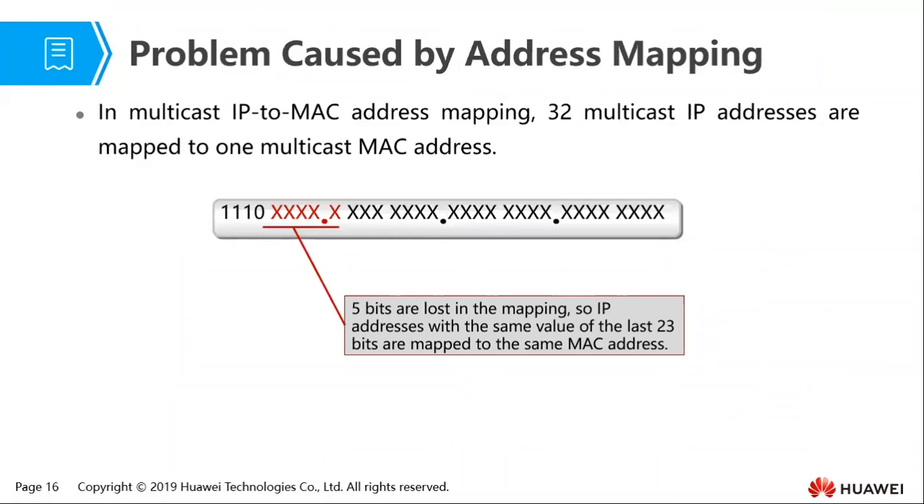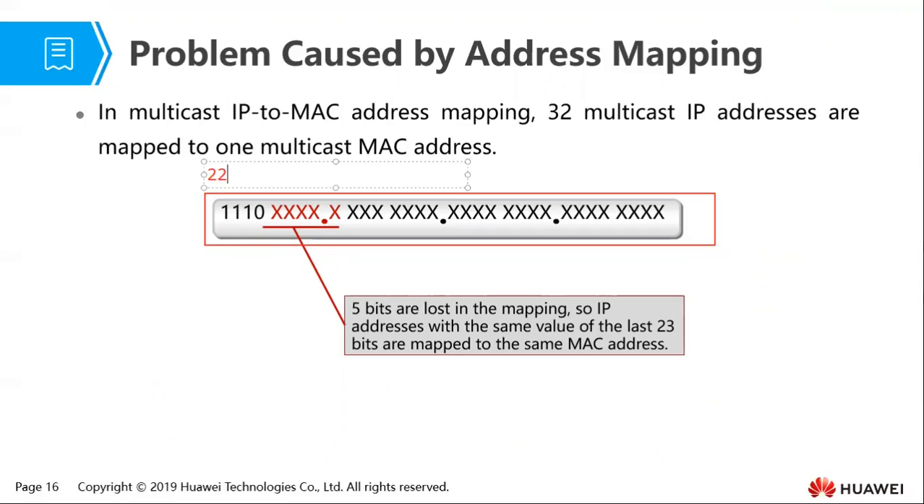Now, this can cause a problem: problems caused by address mapping. In multicast IP to MAC address mapping, 32 multicast IP addresses are mapped to one multicast MAC address. An IP address has 32 bits, and we know that a multicast address has to begin with 224, which in binary always begins with 1110. So it will always begin with that. Then we take the last 23 bits, and we map these last 23 bits to the MAC address.